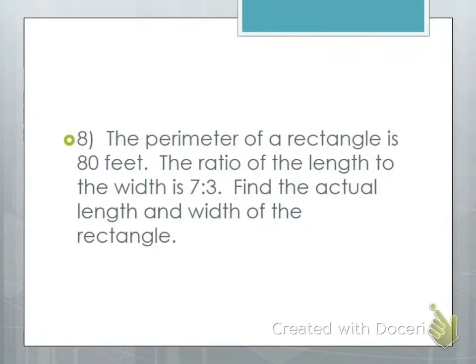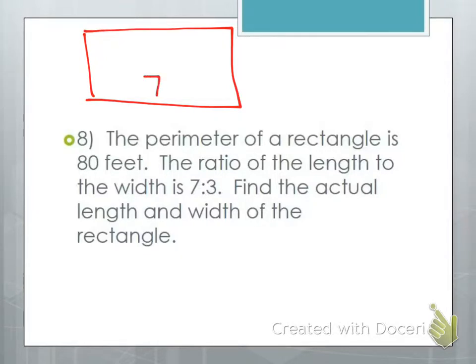On number 8, the perimeter of a rectangle is 80 feet. The ratio of the length to the width is 7:3. Find the actual length and width of the rectangle. We don't need a picture for this one, but it does help us to have one. So if we have a rectangle, we can measure the length is 7 to the width is 3.